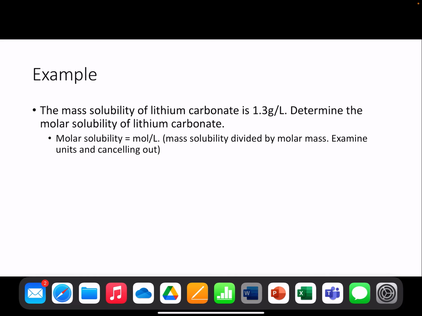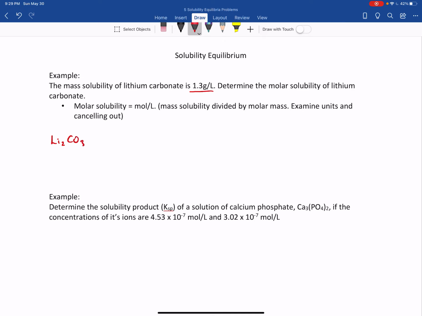So the first problem is, and we've just got the Word document here to give us a bit more space. The mass solubility of lithium carbonate, Li2CO3, is equal to 1.3 grams per liter. And that means for every 1 liter of water, 1.3 grams will dissolve. That's very low. Just for the record, we'll put that there. Determine the molar solubility. So we were given mass solubility. Molar solubility would be in moles per liter.